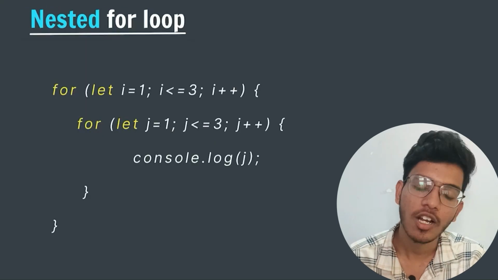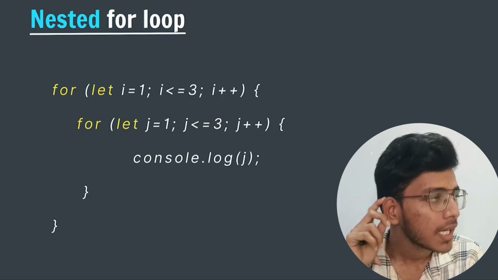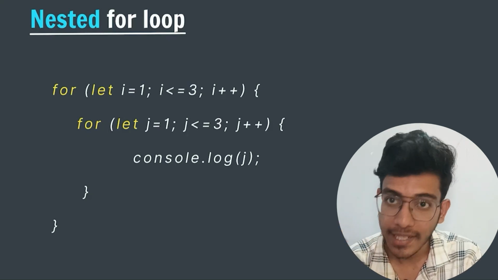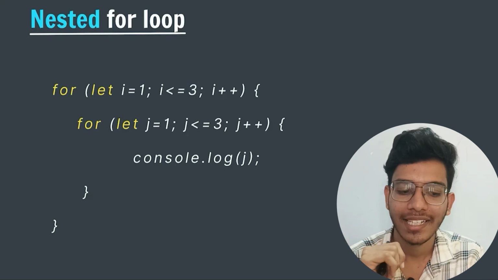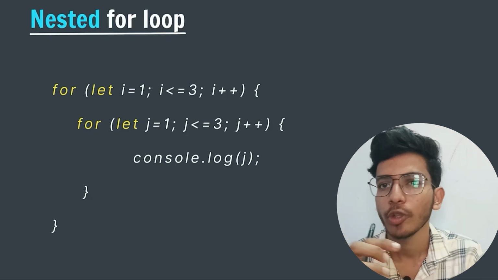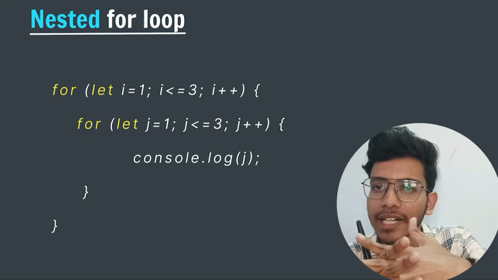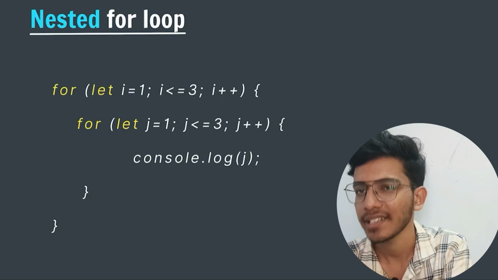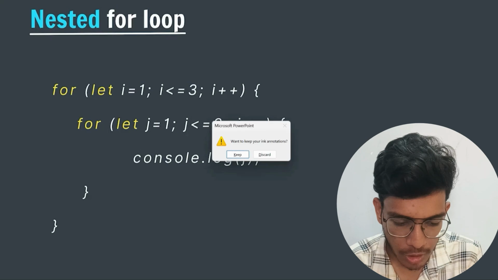Now the next concept is nested loop. We have seen nested arrays, we have seen nested if-else conditions. Now the next thing is nested loops. So basically, writing a loop inside a loop is known as a nested loop. And how can we write it? Let me show you.